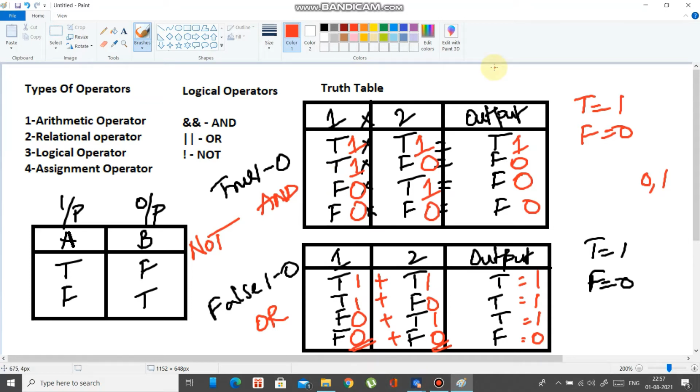In the next video, I will be providing you with some examples of arithmetic, relational, logical and assignment operators, so that you will get a better overview of what operators are and how operators function.